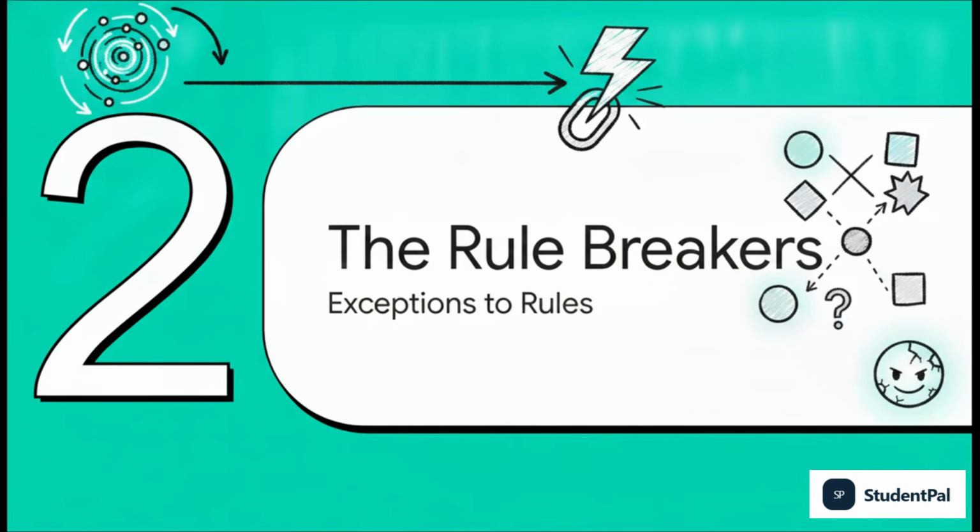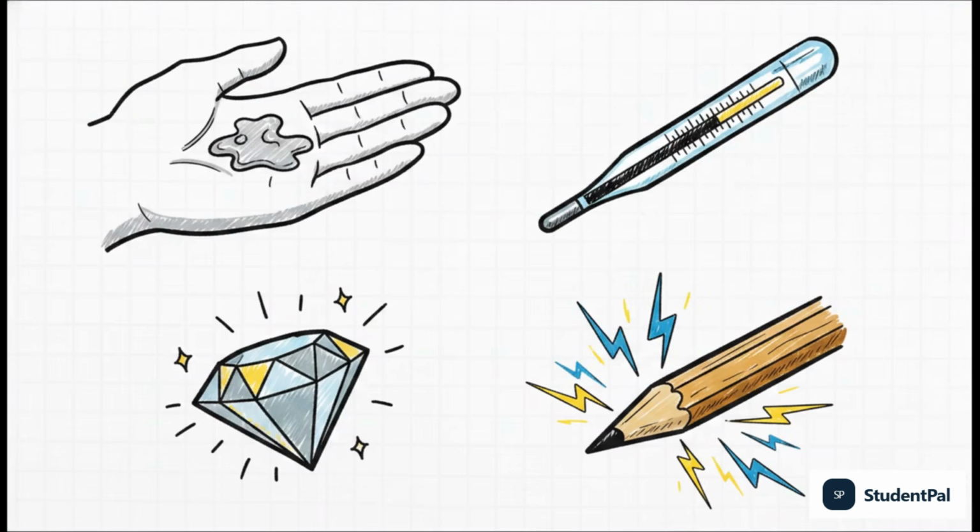Moving on to Section 2, the rule breakers, dealing with exceptions to the rules. Okay, now here's where it gets really interesting. Nature absolutely loves breaking its own rules. We can't group elements just by their physical properties, because you have to look at these massive exceptions. I mean, we just said metals are solid and hard with high melting points, right? Well, gallium and cesium have such low melting points, they will literally melt in the palm of your hand. And mercury? It's a metal, but it's a liquid at room temperature.